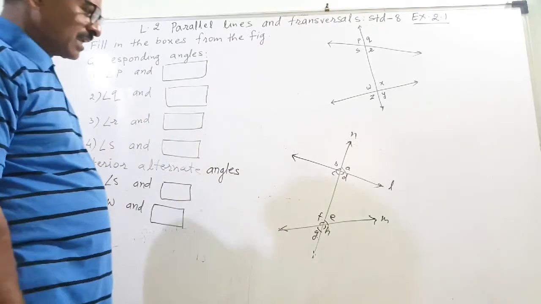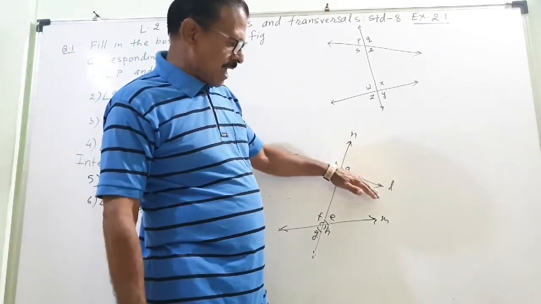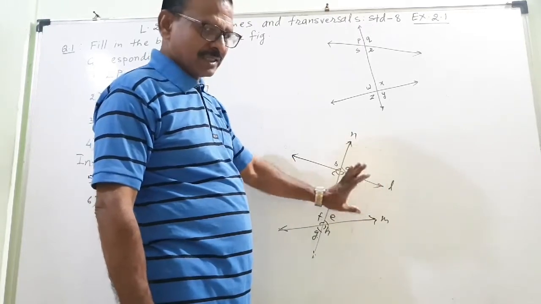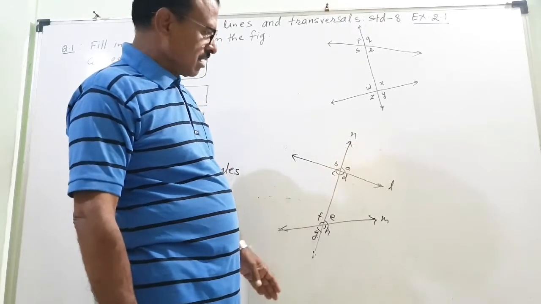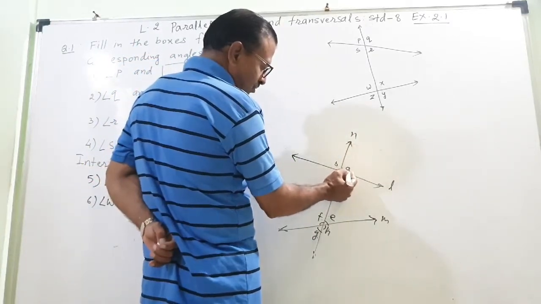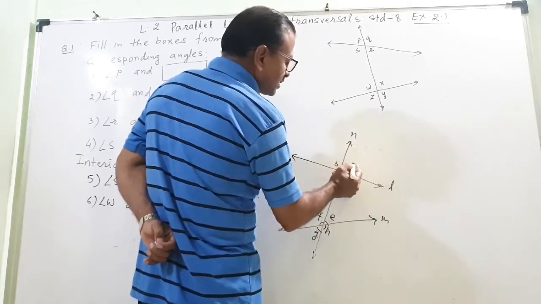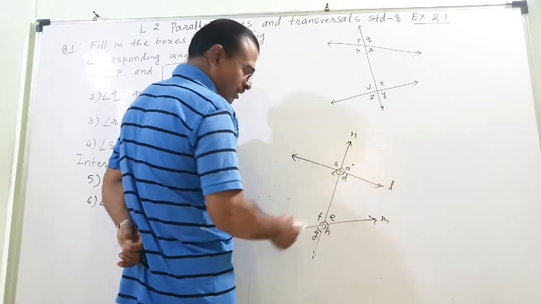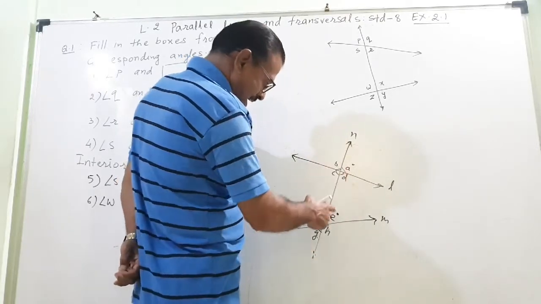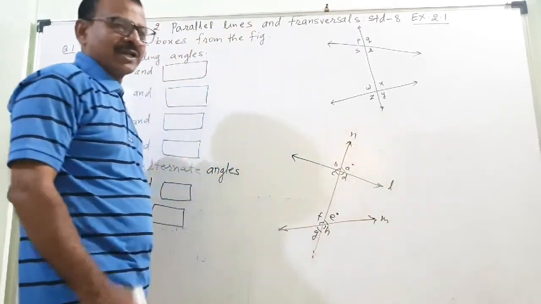First, what are corresponding angles? Corresponding angles means the angles which are at the same position on the two lines. This line L, this line M, and line N is the transversal. They are not parallel here in this case, but for these two lines, line N is the transversal. If I look at angle A, for line L it is above and for the transversal it is on the right side. The same position angle means above on the right. So angle A and angle E are at the same position, above on the right. So A and E are called the corresponding angles.